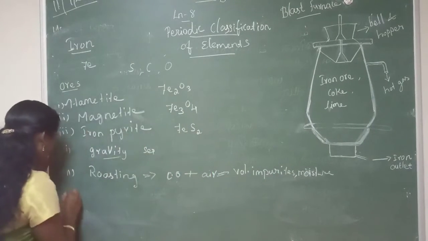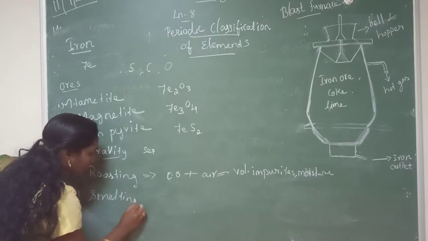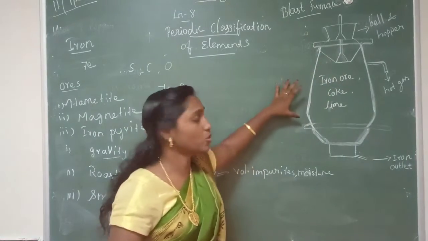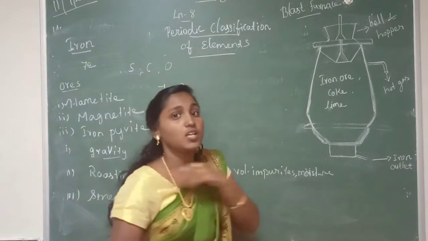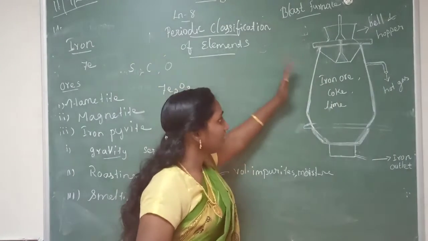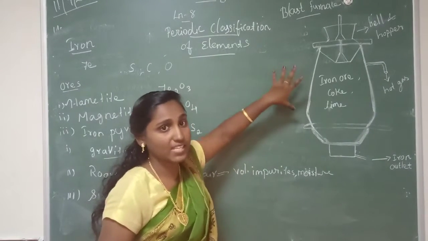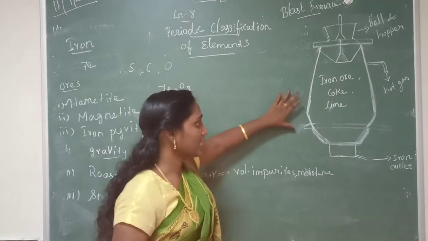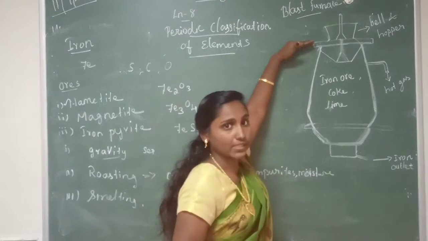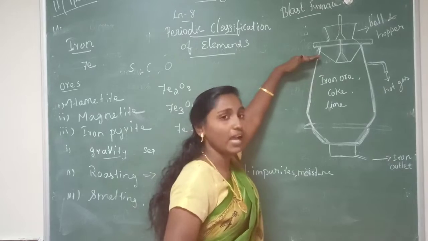Then the third step, an important step, is smelting. Smelting is done using a blast furnace. This is an important question, so listen carefully. This is the blast furnace. The blast furnace consists of 3 regions: lower region, middle region and upper region.